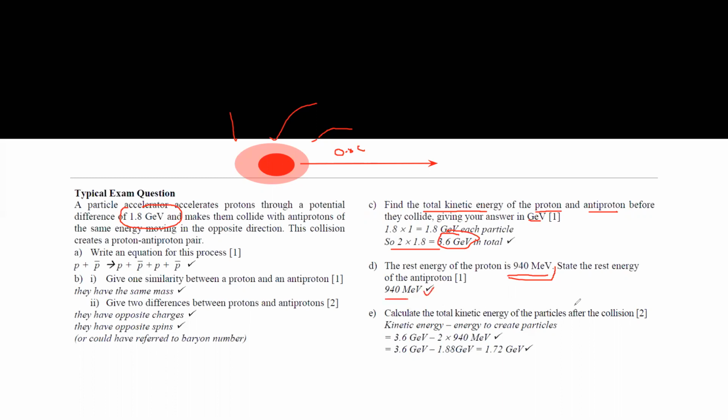Calculate the total kinetic energy of the particles after the collision. So how can we find the total kinetic energy of the particles after the collision? We need the kinetic energy, or the speed at which these particles will move.